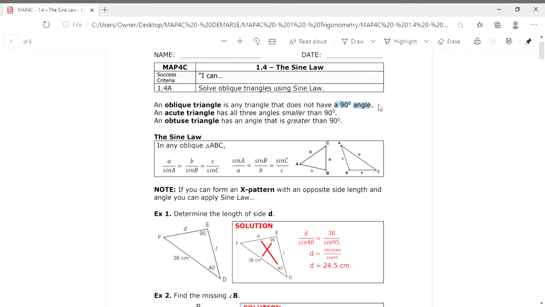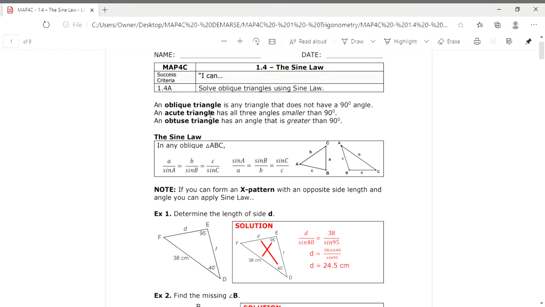So a 90-degree angle would make a triangle a right-angle triangle. To solve values in a right-angle triangle, we can use the SOHCAHTOA, sine, cos, and tan ratios from previous chapters. If it's not a right-angle triangle, we cannot use those. We have to rely on other tools, and our first one of those is this sine law.